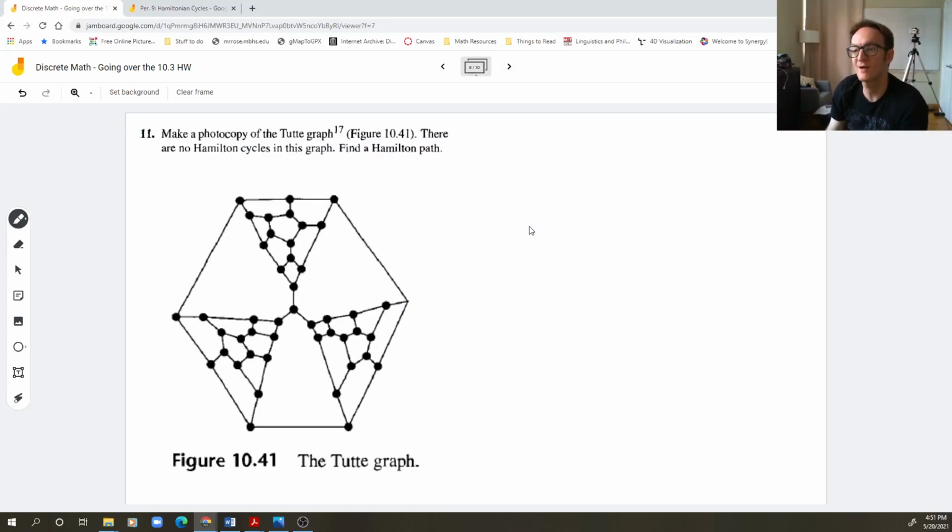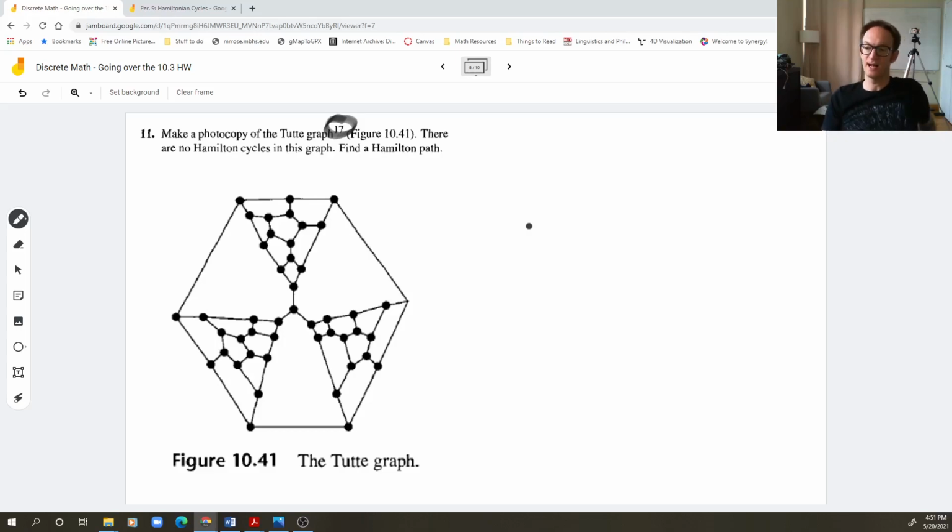Okay. Make a photocopy of the Tutte graph. There are no Hamiltonian cycles. So now they're just telling you, this is the Tutte graph. I just got it in this footnote, which describes that the correct pronunciation, I think, is Tutte. So I've been saying that wrong my whole life. What is the Tutte graph? Crazy graph, man. Super famous for various reasons.